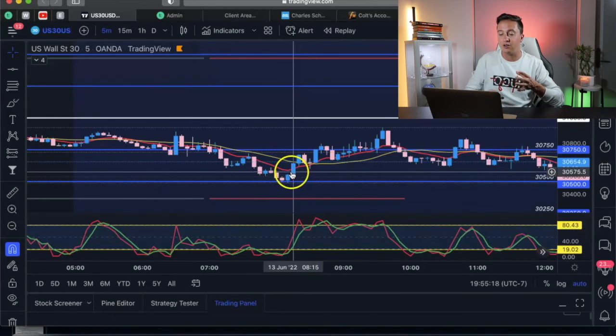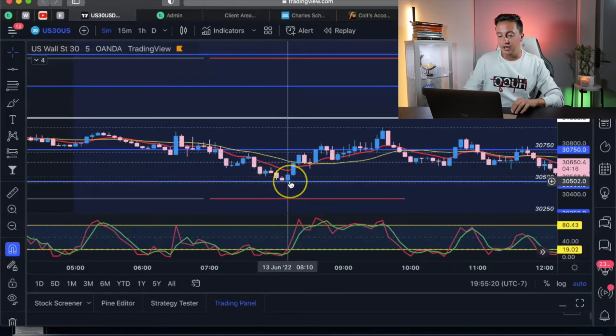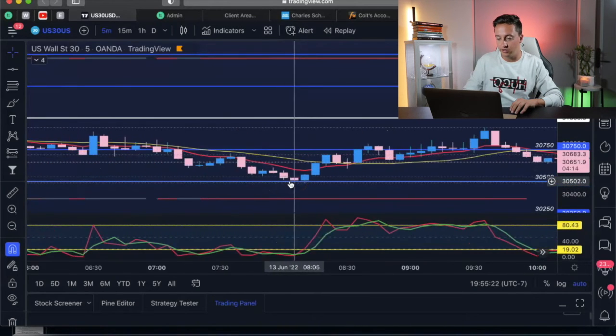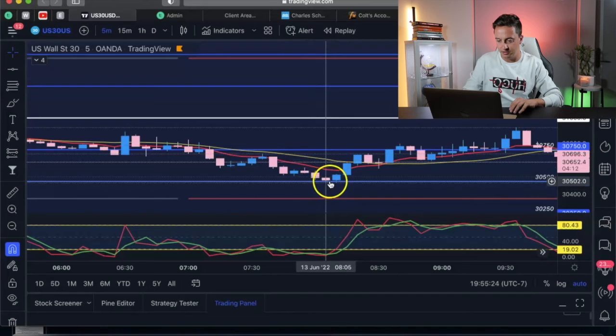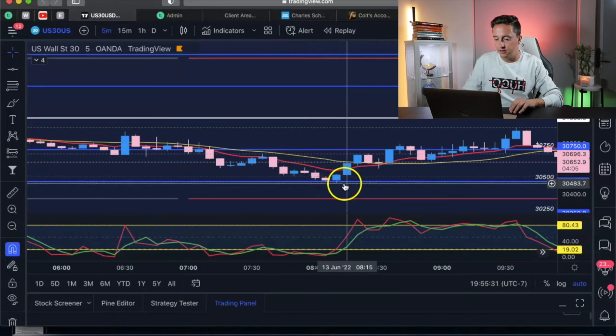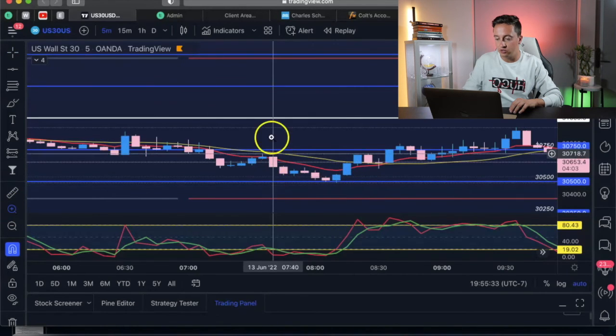And this is a very prime example of this. We saw this psychological level hit. Let me zoom in. We saw a psychological hit. We have a doji right here. It hit it the first time, rejected it. That's a nice entry right there. Then it came one more time and hit it. And this is where I would have entered.